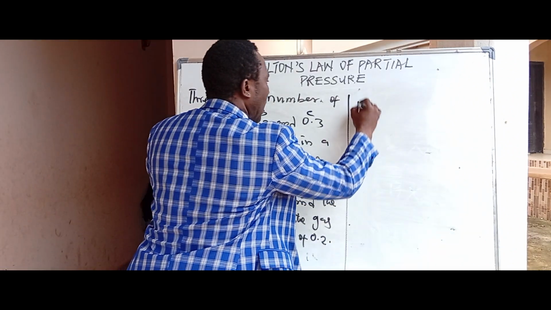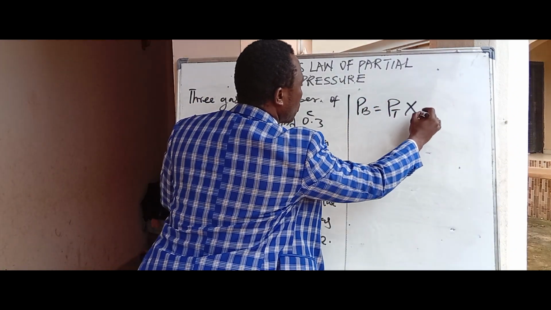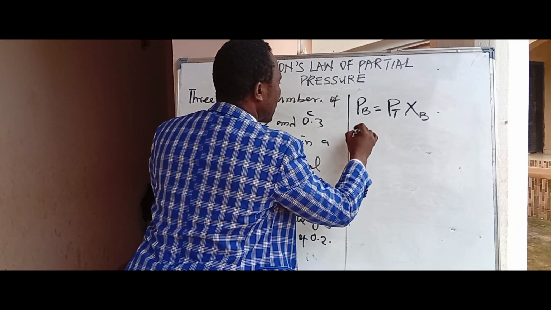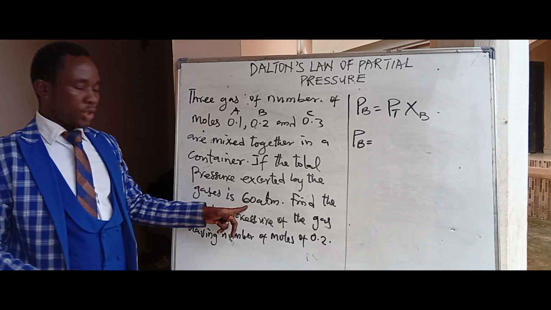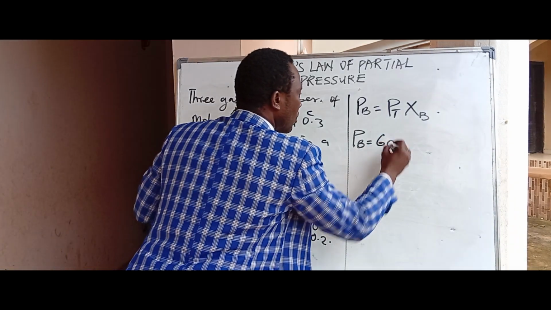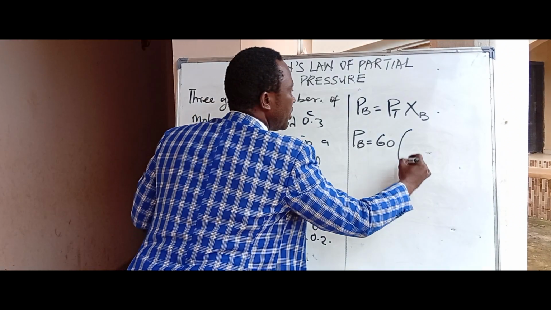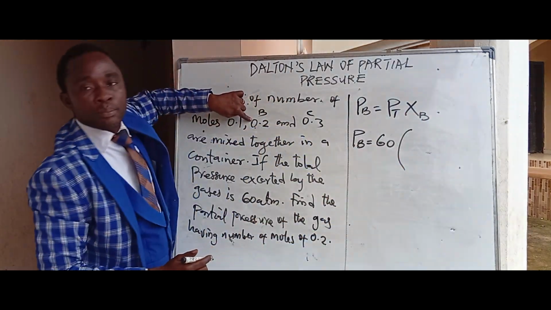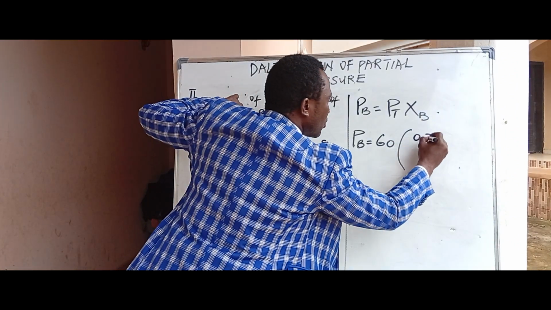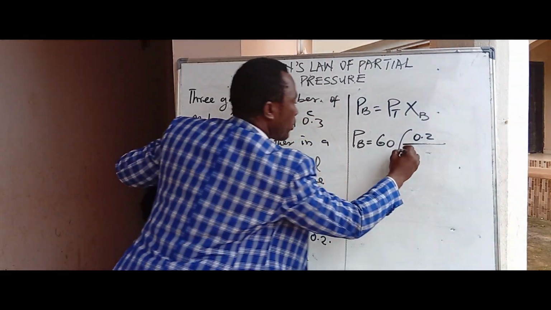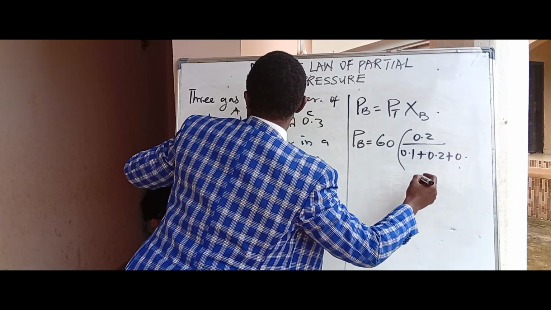So what is the partial pressure of gas B? It will be equal to total pressure multiplied by mole fraction of gas B. So that means that partial pressure of B will be equal to total pressure, which is 60, times the mole fraction of gas B. Mole fraction of gas B will be the number of moles of gas B divided by the total number of moles. So we'll be having 0.2 divided by 0.1 plus 0.2 plus 0.3.